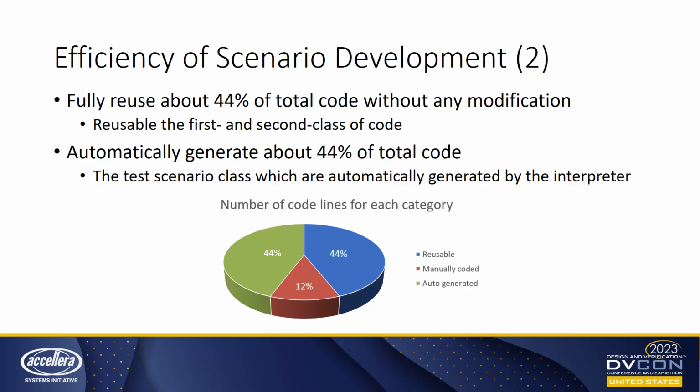Finally, we tried to classify our test code by whether it is reused from the library, manually coded, or automatically generated by the proposed interpreter. The results show that a total of 44% is completely reused and 44% is automatically generated. This means that we can complete the full test code development with only 12% of hand coding. This implies that we can dramatically increase the efficiency and sensitivity of verification.